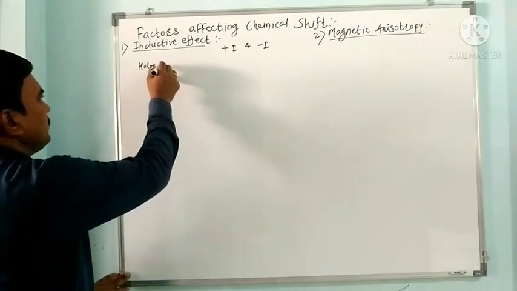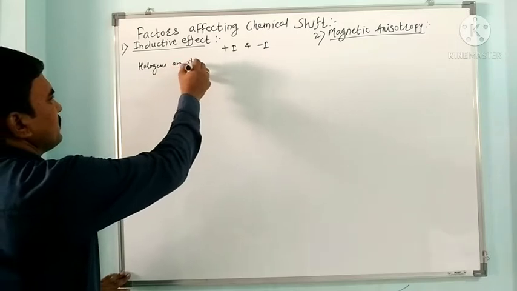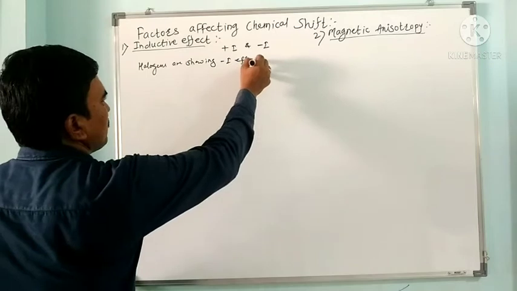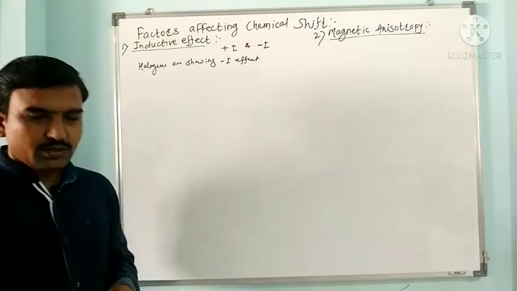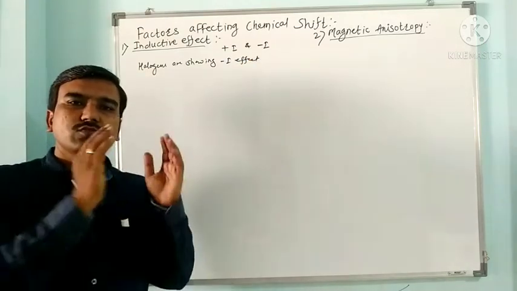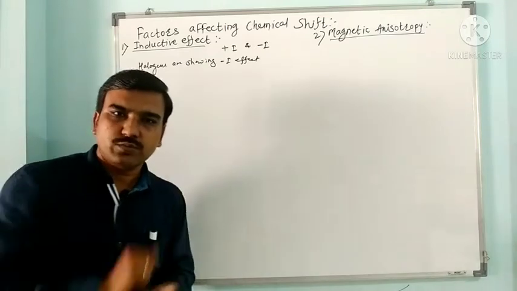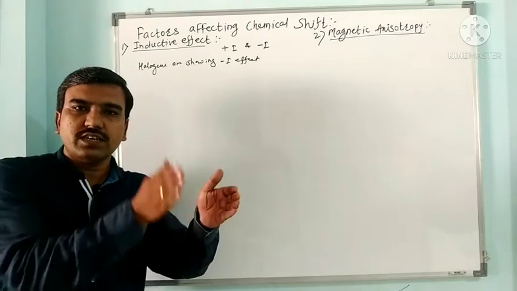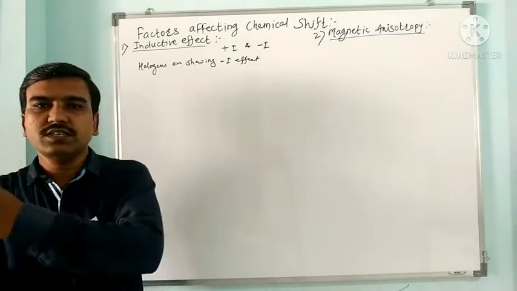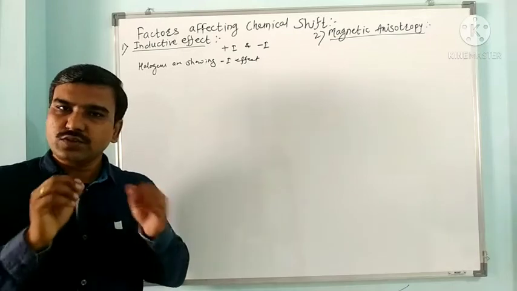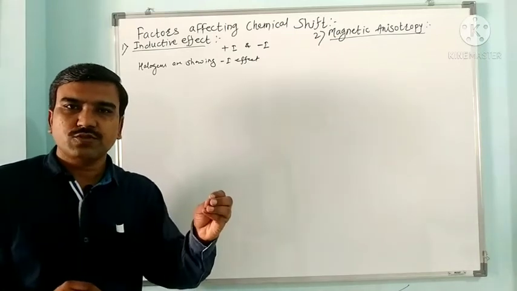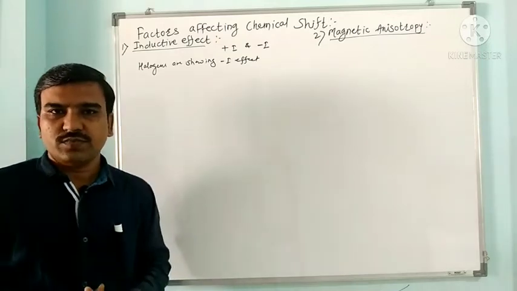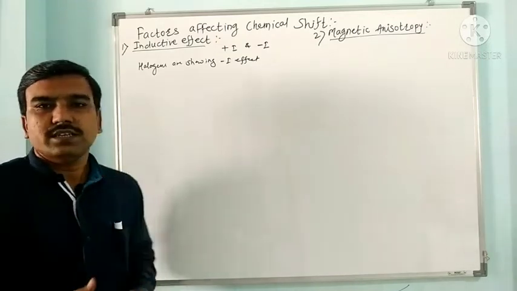As halogens are showing minus I effect because they are electron withdrawing. When any electron withdrawing group is attached to a carbon which possesses protons, the protons get deshielded because the electron density around the proton gets decreased by the electron attraction of the electron withdrawing groups. So the deshielded protons will give signal in the downfield region, at a higher delta value, meaning they give signal away from the reference standard.